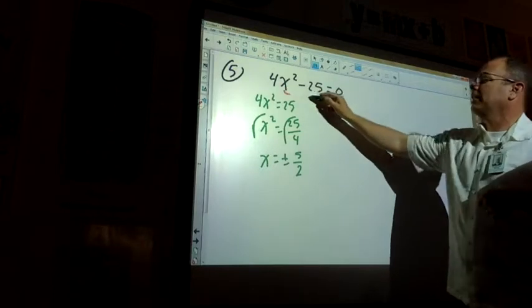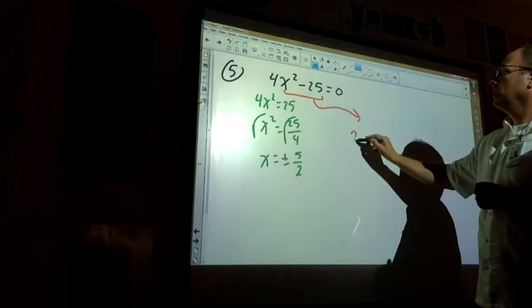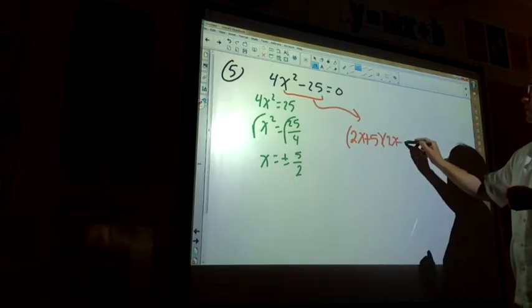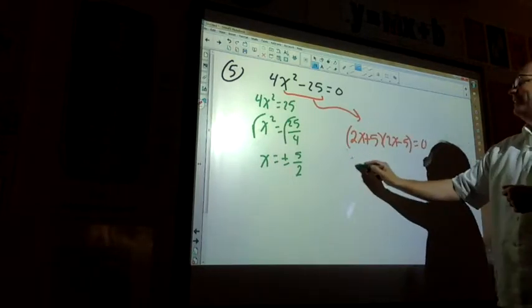Or you could recognize that this is the difference of two squares. 2x plus 5, 2x minus 5. She's like, no, don't do it that way.